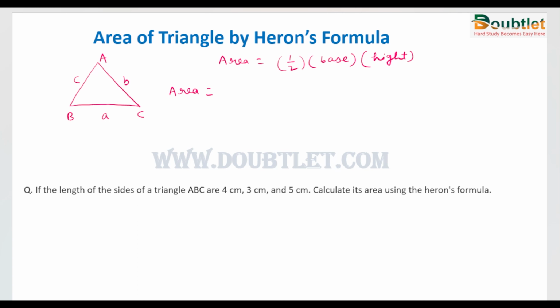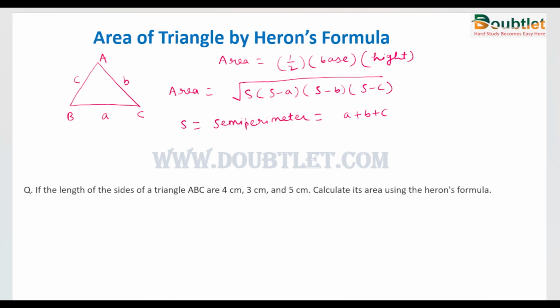So in that case, area is the square root of S multiply by S minus A multiply by S minus B multiply by S minus C. So this is the formula that is given by Heron to find the area of such a triangle whose length of sides are given. And what is S here? So S is the semi-perimeter. And we can calculate the semi-perimeter as the sum of the length of the sides of the triangle divided by 2. So this is the semi-perimeter.